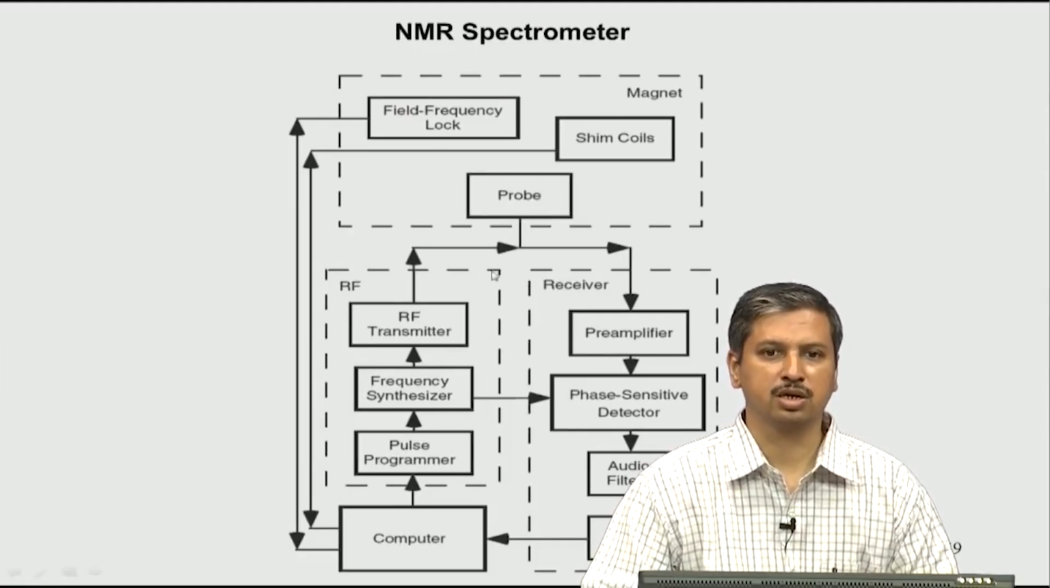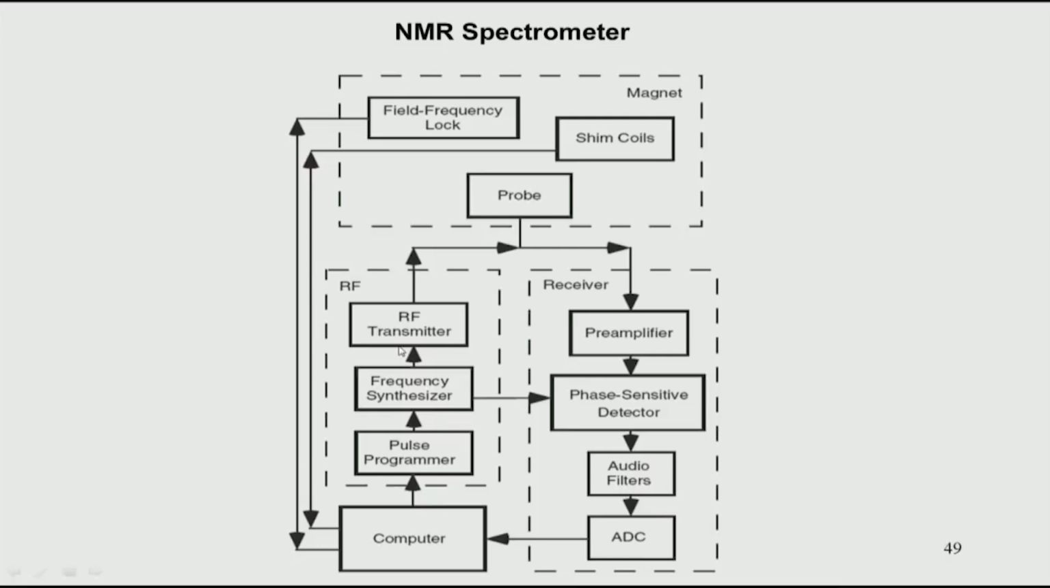This is the schematic of the console which I mentioned, which contains the hardware, the electronics part. You can see there are different components. We will not be able to go into detail for each and every component, but the major three things which we will look at today are what is called a lock system, the shim coils, and a probe. So, let us look at the probe first.